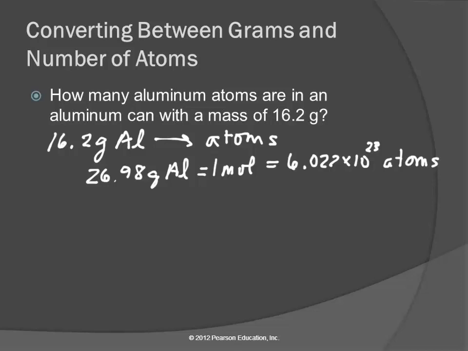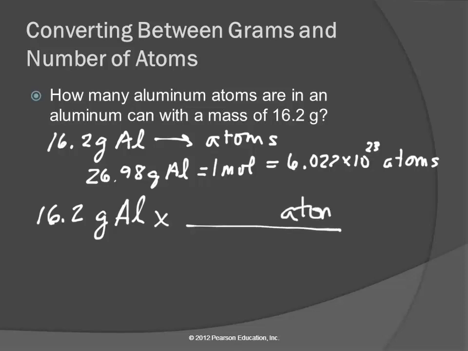We could do this as a 2-step conversion and go from grams to moles to atoms, or we could do it in 1 step. I think 1 step's better. So I'm going to show you how to do it in 1 step. 16.2 grams of aluminum. We want to multiply by atoms and divide by grams. Look at this here. This many grams of aluminum is 1 mole, but 1 mole is this number of atoms. So we could say that 26.98 grams of aluminum is 6.022 times 10 to the 23rd atoms.